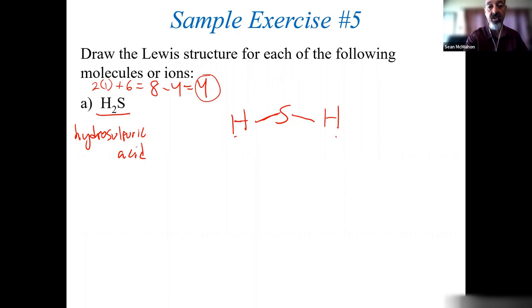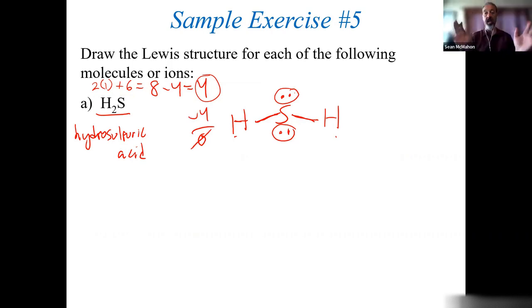So sulfur has 2, 4, 6, 8, but I added 2 lone pairs. I added 4. I subtract 4. There are no more electrons to distribute. And when I look at this, this is stable. This is hydrosulfuric acid, and the sulfur has an octet. Very similar to what water would have, okay?